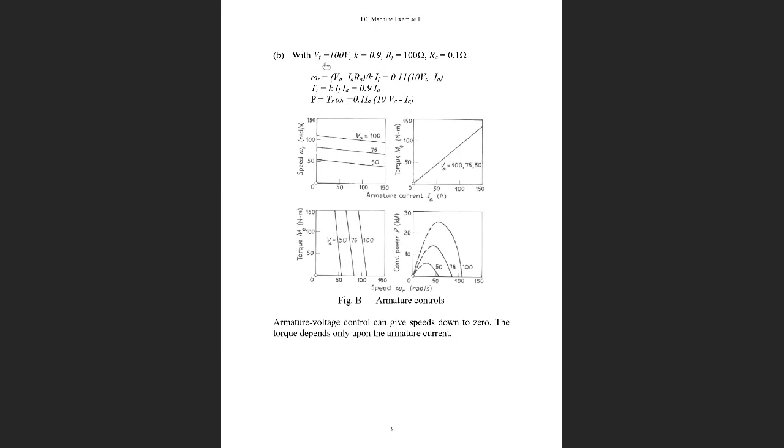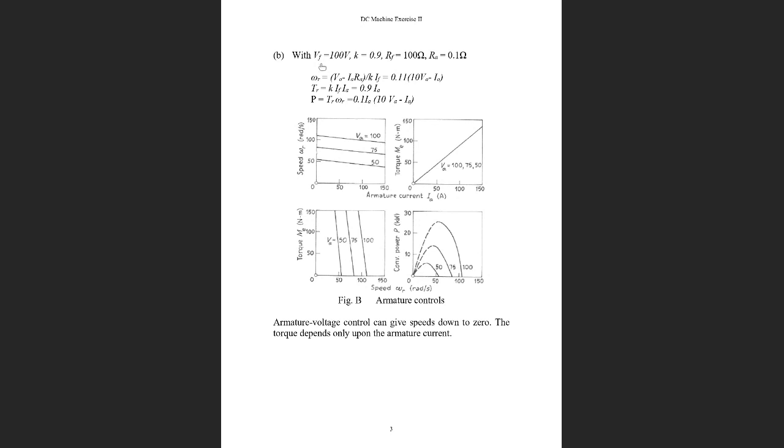So the second case is the terminal voltage, armature voltage control scheme. That means the field voltage is fixed, the excitation strength is fixed, so the field current is fixed. We change the terminal voltage so that we control the motor's performance.